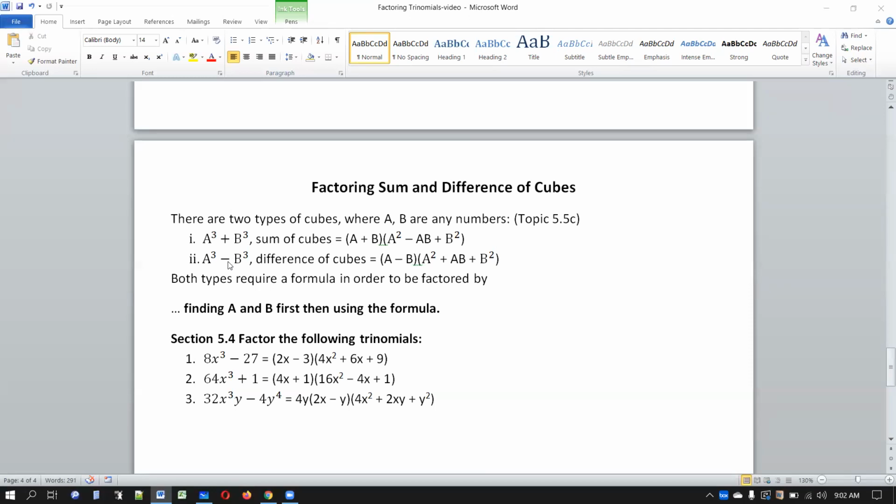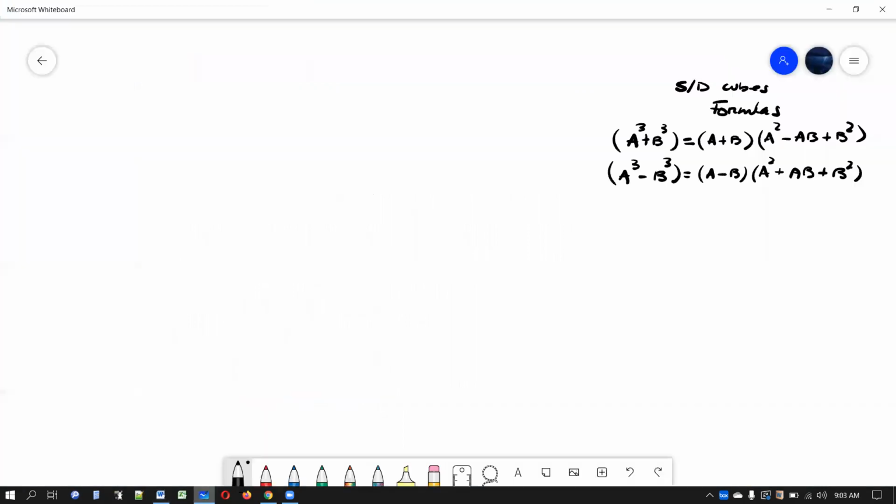And the key thing that we must do before we do anything is find what A and B are first. And once we do, we are just going to apply these formulas as you see here. Okay, so that's the basic idea. So let's do the first problem, 8x cubed minus 27. I already have the formulas here on the right for us to remember.